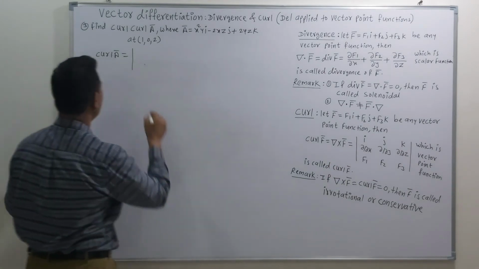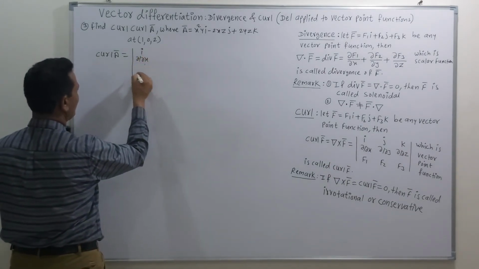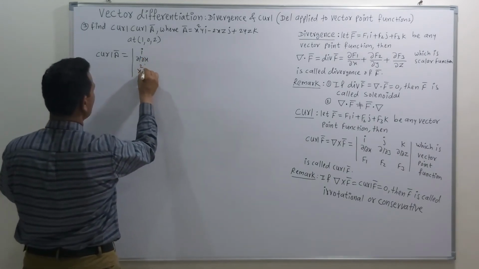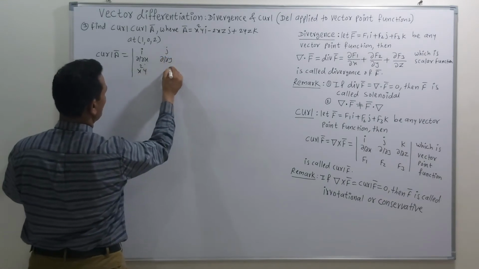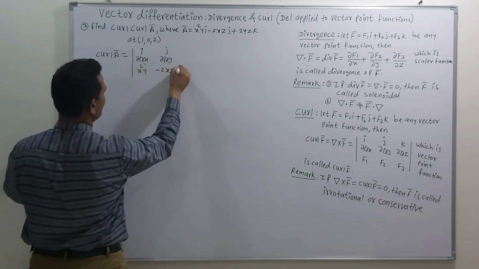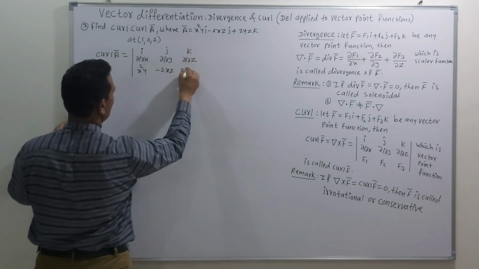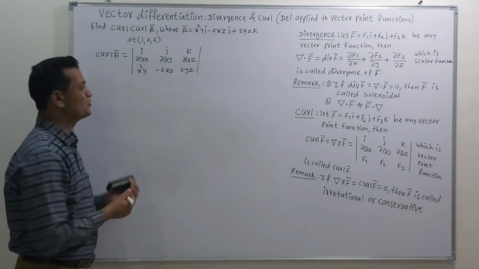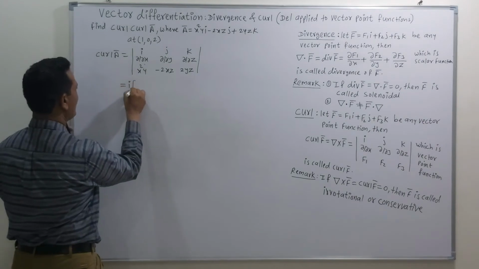If we write this, then we get i times partial derivative with respect to x of a1. The value of a1 here is x squared y, then j times partial derivative with respect to y of minus 2xz, then k times partial derivative with respect to z of 2yz. Now friends, our next aim is to evaluate this determinant.